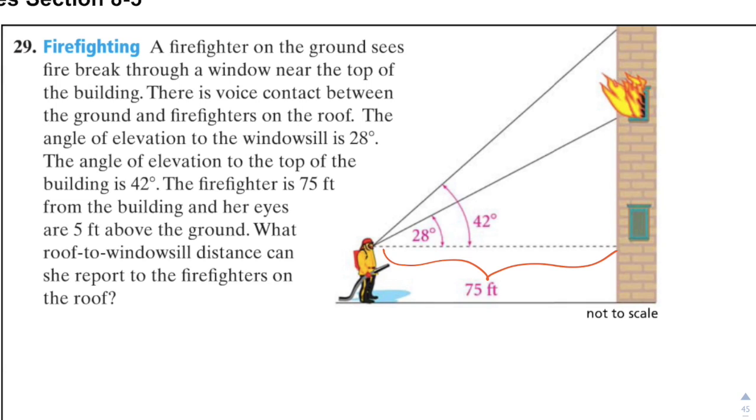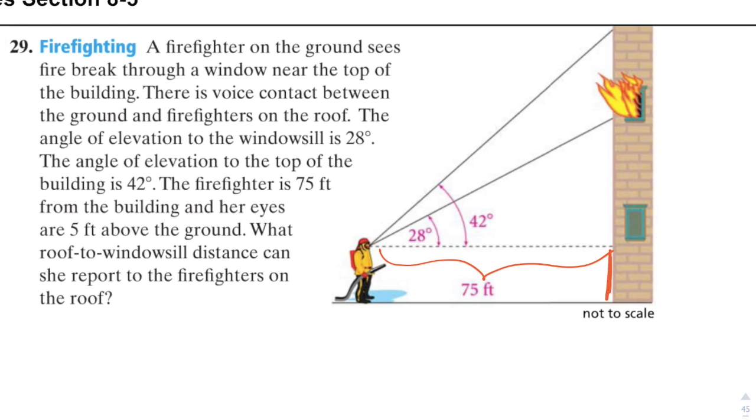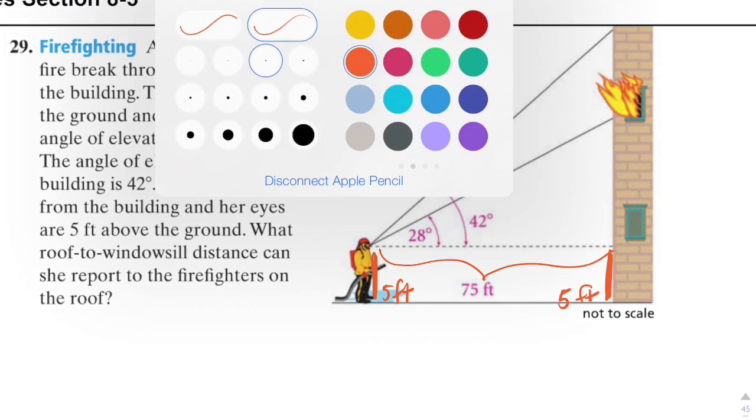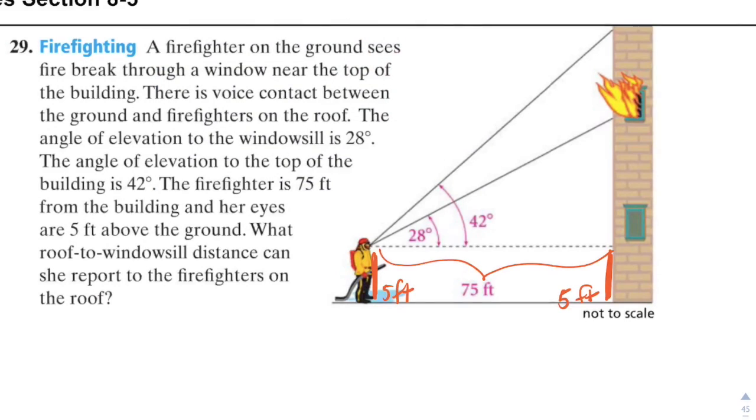And the firefighter is 75 feet from the building, and her eyes are 5 feet above the ground. So these distances are 5 feet. Whatever I get, I just need to remember to add 5 feet to it. So let's find the triangle without the 5 feet, and then let's add that on later on. What roof to window sill distance can she report to the firefighters on the roof?